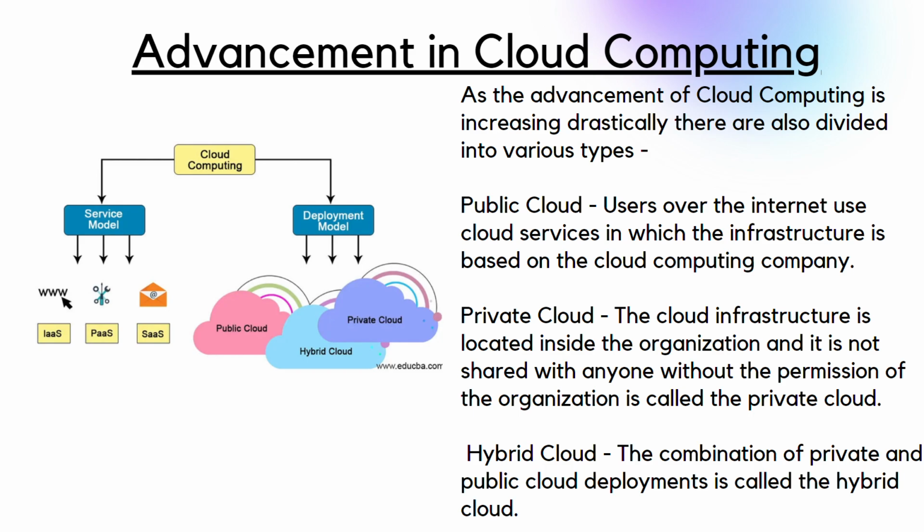Private cloud: the cloud infrastructure is located inside the organization and is not shared with anyone without the permission of the organization. This is called the private cloud. We can say the private cloud is the most secure among all the deployment models. Customization, scaling, and flexibility control are higher in the private cloud. Hardware and software are built only by the owner.